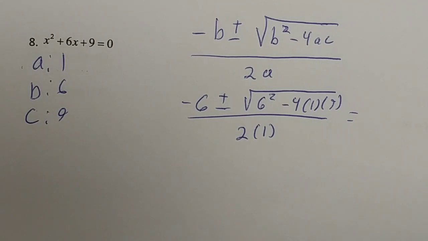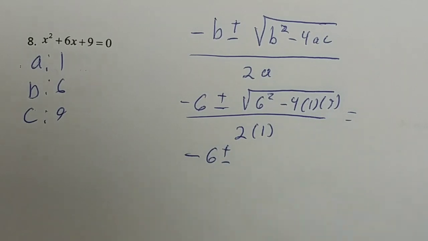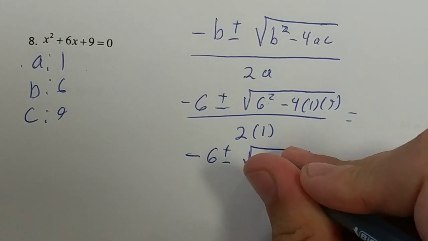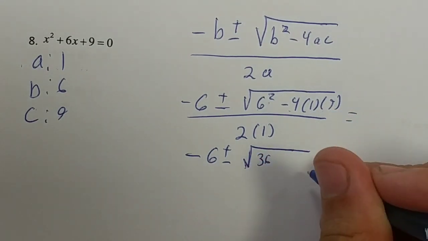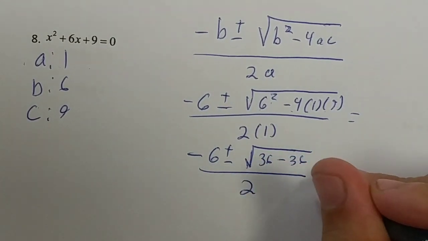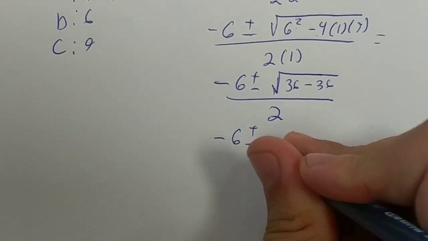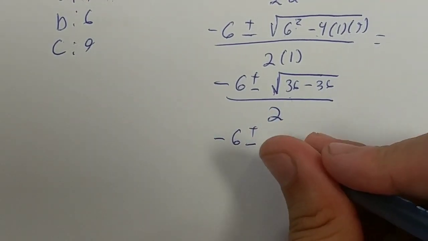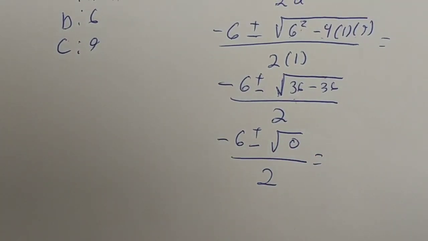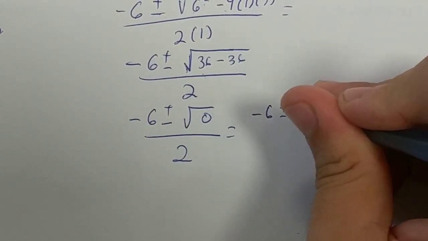Hope that was on camera. So let's keep going. Negative 6 plus or minus the square root of 6 squared, which is 36, minus 4 times 1 times 9, which is also 36. Ooh, this is going to make our life a lot easier. It's pretty nice of you on this test, I guess. Negative 6 plus or minus the square root of 36 minus 36, which is the square root of 0, over 2. Now, what's the square root of 0, everyone? Negative 6 plus or minus 0 over 2.